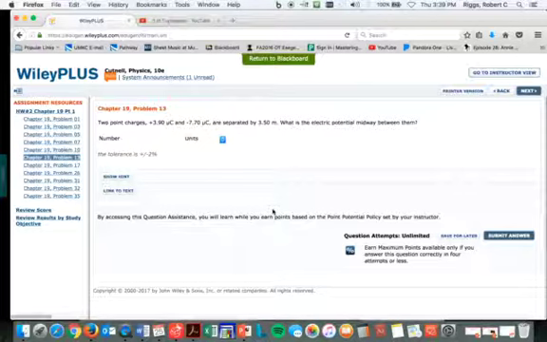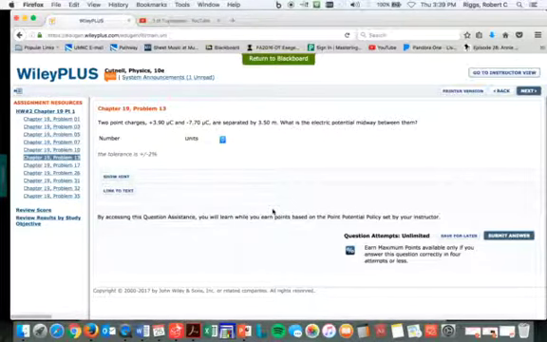Q1 is equal to 3.9 times 10 to the negative 6 coulombs. Q2 is equal to negative 7.7 times 10 to the negative 6 coulombs. And the distance between them is equal to 3.5 meters.